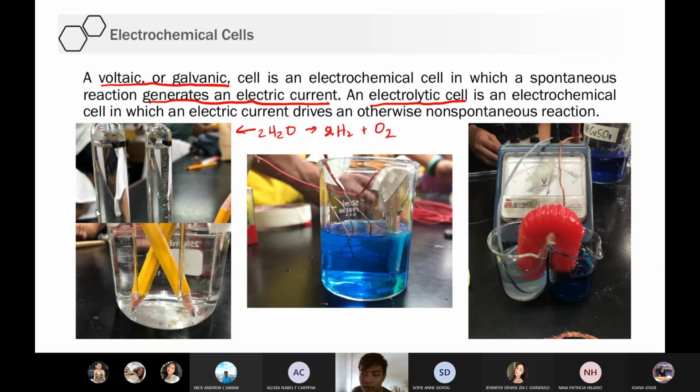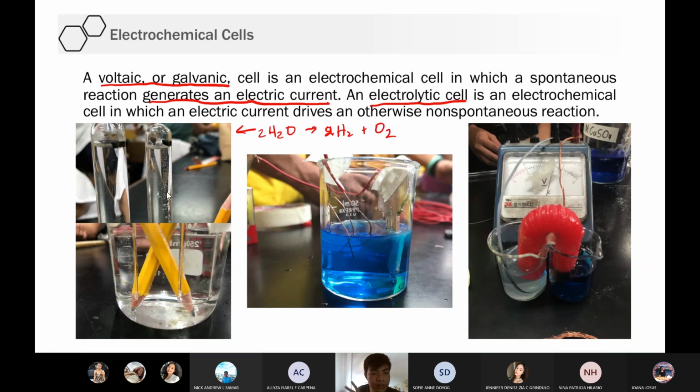Kinoryente namin yan. So, kinonect namin yung lapis sa battery. Yung lapis, yung carbon doon, it served as the electrode. Pwede nyo ito gawin sa bahay. Kuha kayo ng battery, 9 volts na battery. Yung lapis, tasahan nyo yung magkabilang dulo. You connect them, and the pencil will serve as electrodes. Then, maglagay kayo ng tubig na may asin. The purpose of the salt is to make the solution conductive. Ibig sabihin, pwede na dumaloy yung kuryente doon.